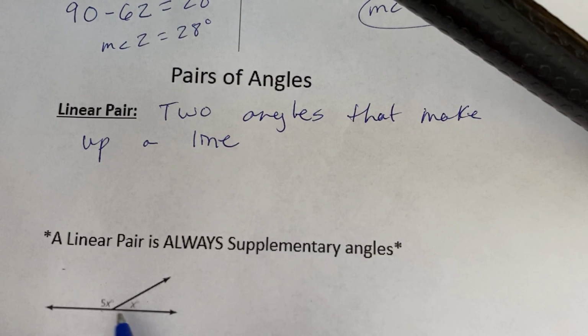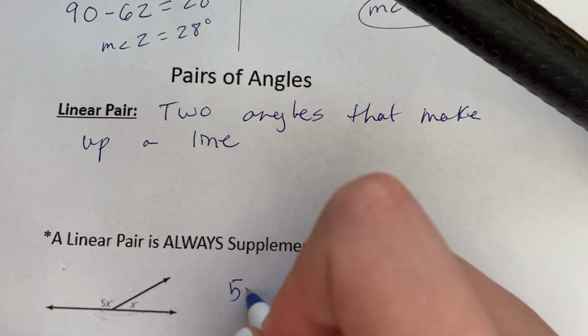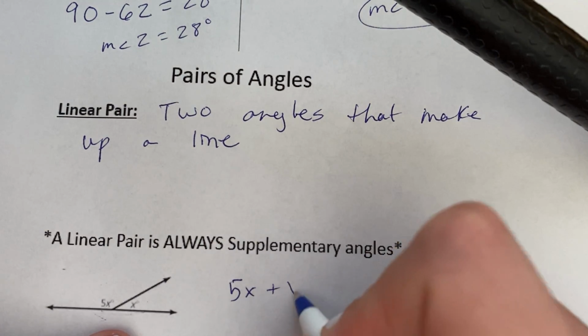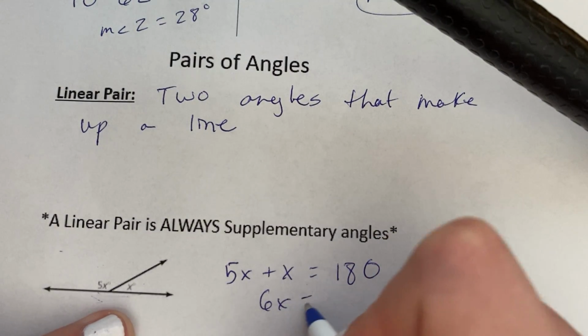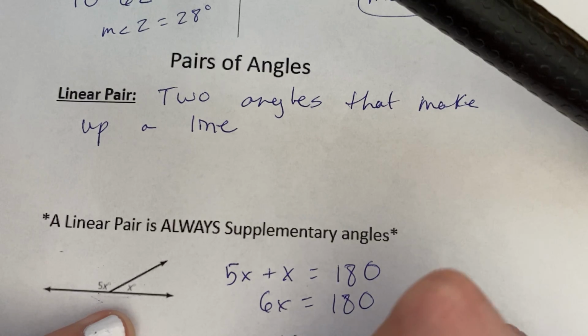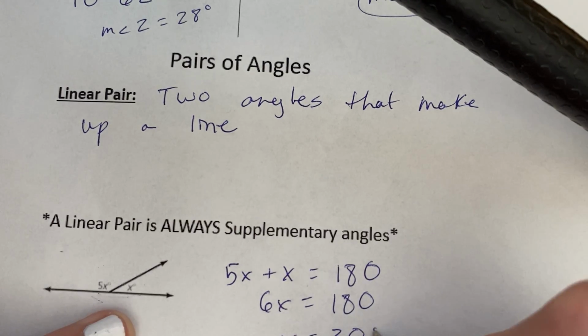Okay, if this is all the information we have, we can just add 5x plus x and set that equal to 180 and then solve. And we're done.